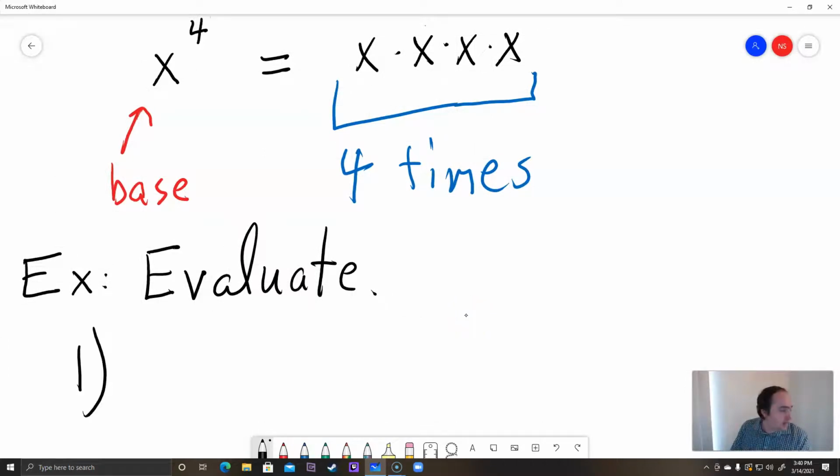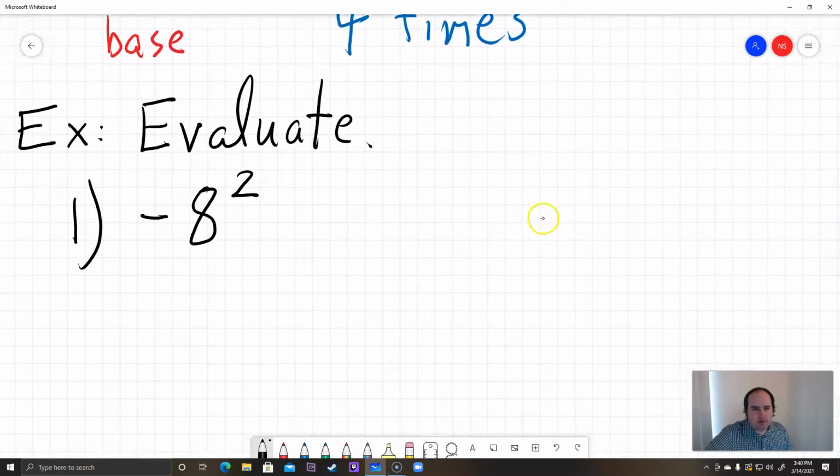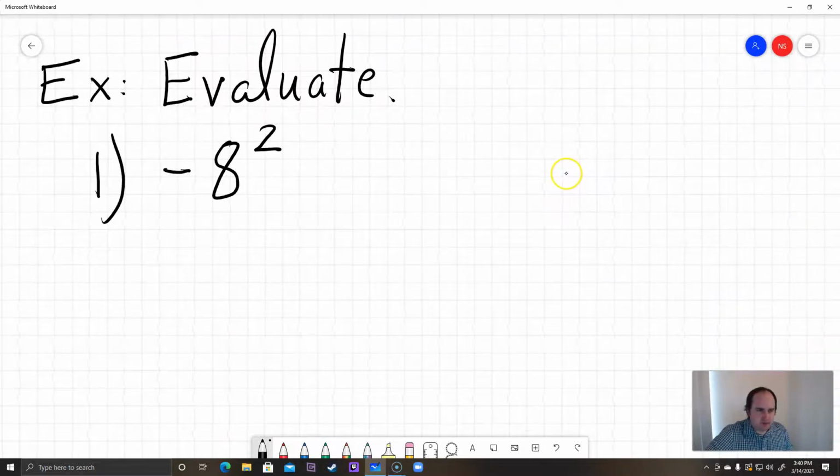For problem number 1, we have negative 8 to the second power. Now the reason I'm doing this one is these always confuse people, and I wanted to just go over it. Even if it's review for a lot of people, other people will need this review.